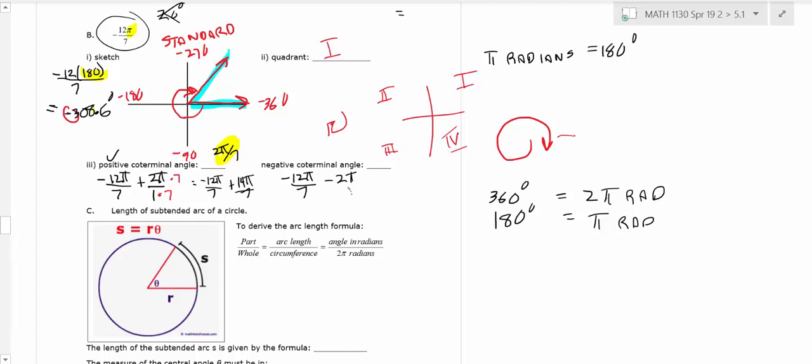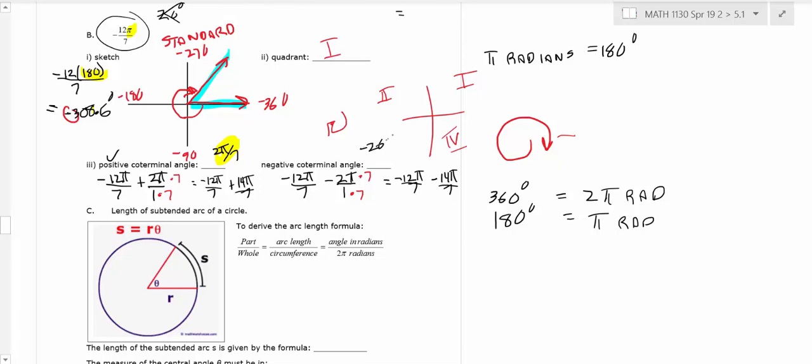Okay, so I'm going to do the same thing here, and get the common denominator of 7 again. So what I would have here is negative 12 pi over 7 minus 14 pi over 7. So the answer to that problem would then be negative 26 pi over 7.